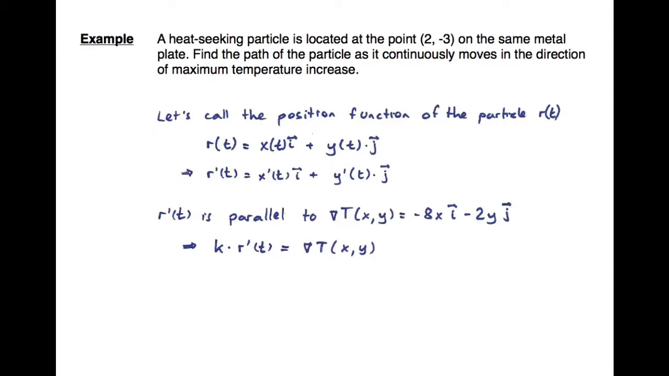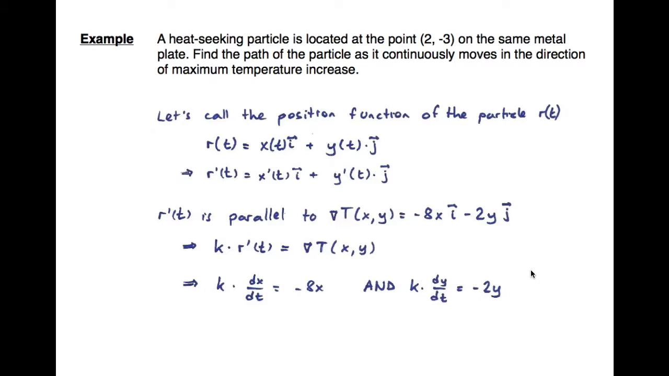We can write this like that: k times r prime of t equals del T. And if I look at it for each component, it means that k times x prime of t has to be equal to negative 8x, and then k times y prime of t will have to be equal to negative 2y.